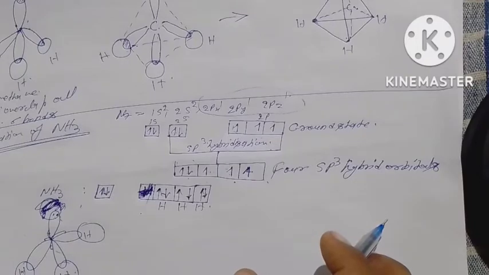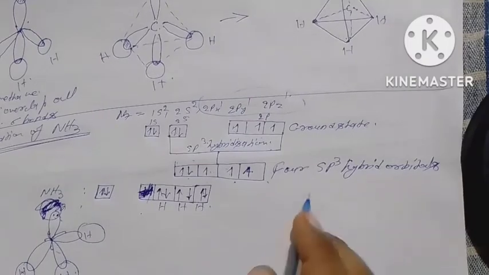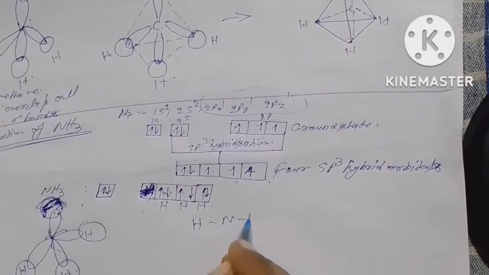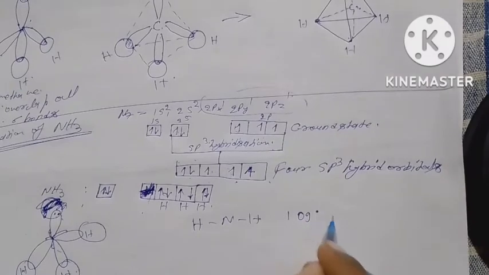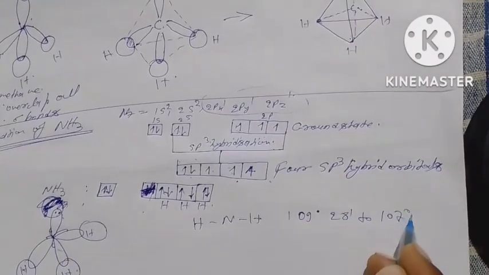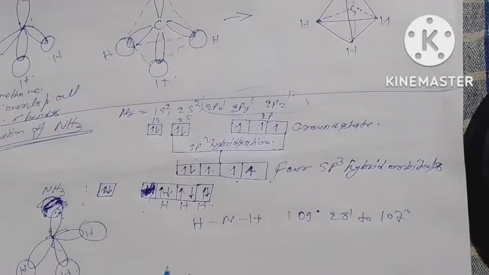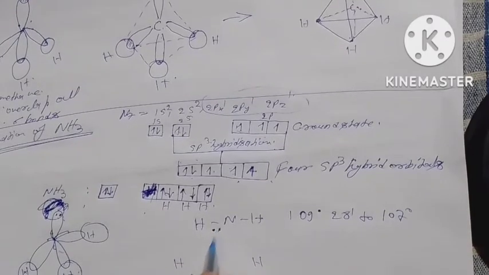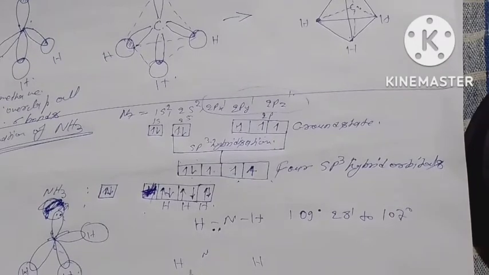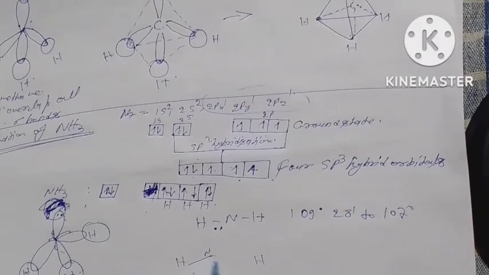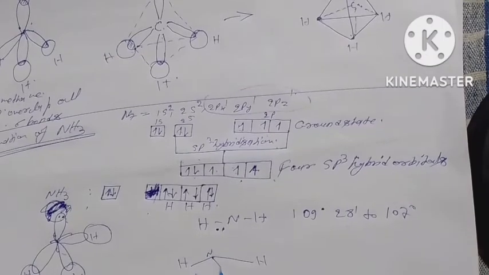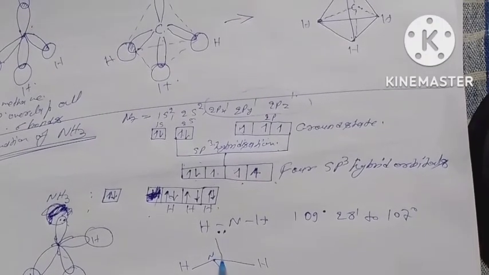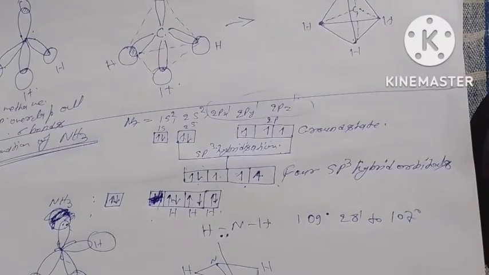The lone pair of electrons repels the other bond pairs strongly, hence it reduces the bond angle. The H-N-H angle goes from 109 degrees 28 minutes to 107 degrees. This structure has hydrogen, and this is the lone pair of electrons, and this is the nitrogen. And the structure is like this.